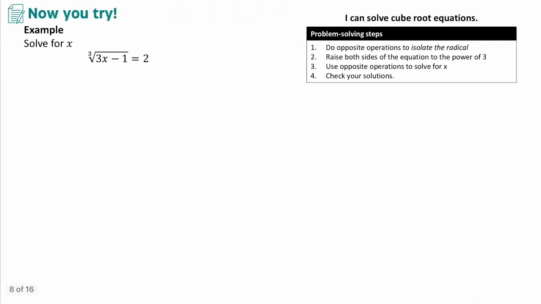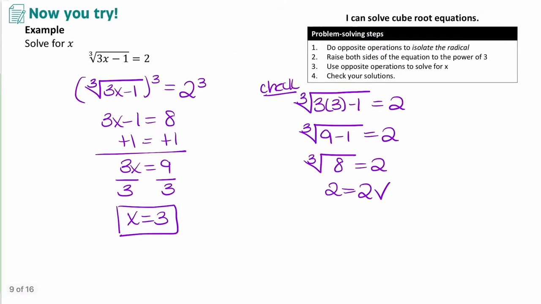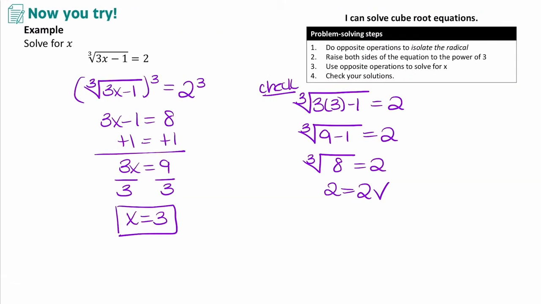Now let's go ahead and pause the video and try this example on your own. You can see here, once again, we have the radical that's isolated, so we can raise both sides to the third power. We get 3x minus 1 is equal to 8, and then we solve by adding 1 to both sides and dividing by 3, which gives us x equals 3. When we plug x equals 3 back into the original equation, we get 2 equals 2, which is correct.